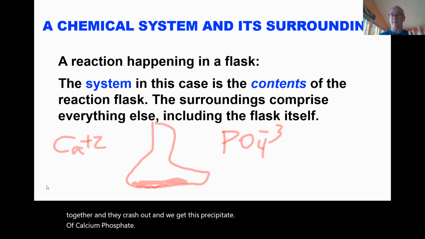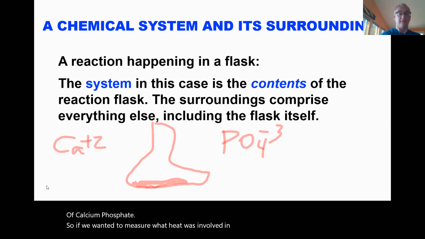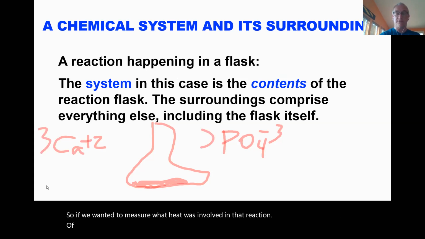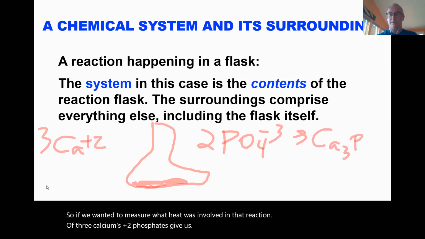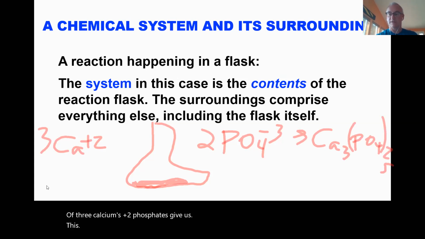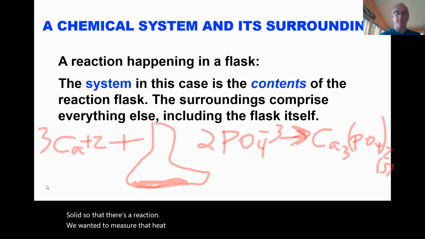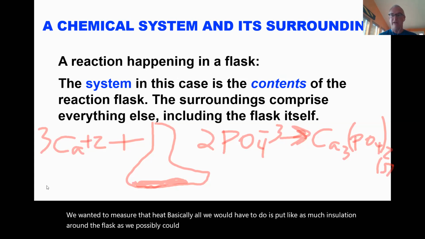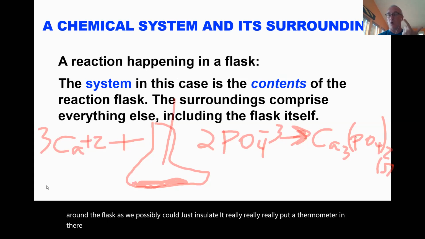So if we wanted to measure what heat was involved in that reaction of 3 calciums plus 2 phosphates give us this solid, so there's our reaction. If we wanted to measure that heat, basically all we would have to do is put as much insulation around the flask as we possibly could. Just insulate it really well, and put a thermometer in there and measure the change of the temperature of the water.